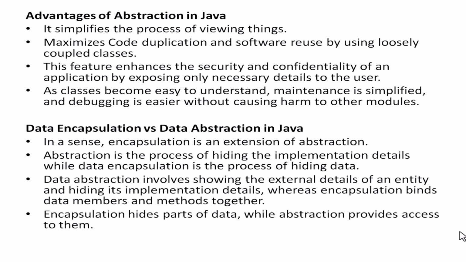Data encapsulation versus abstraction in Java. In a sense, encapsulation is an extension of abstraction. Abstraction is the process of hiding the implementation details, while data encapsulation is the process of hiding data. Data abstraction involves showing essential details of an entity and hiding its implementation details, whereas encapsulation binds data members and methods together. Encapsulation hides parts of data while abstraction provides access to them.